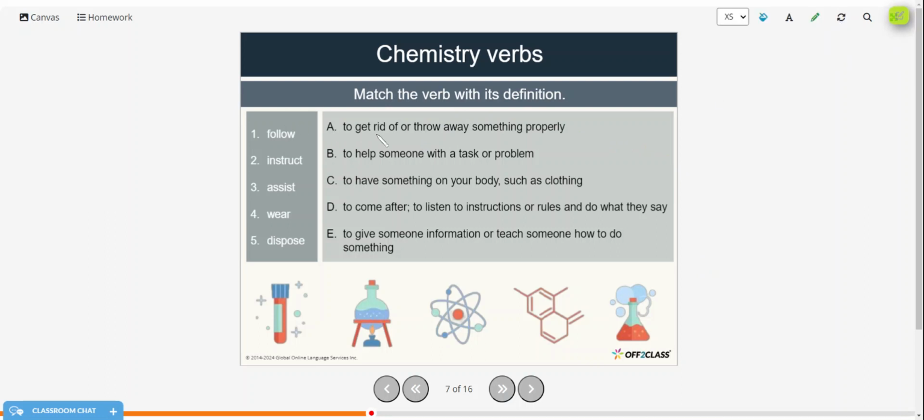So letter A, to get rid of or throw away something properly, is to dispose. To help someone with a task or problem is to assist. To have something on your body, such as clothing, is to wear. To come after, to listen to instructions or rules and do what they say, is to follow. And to give someone information or teach someone how to do something is to instruct.